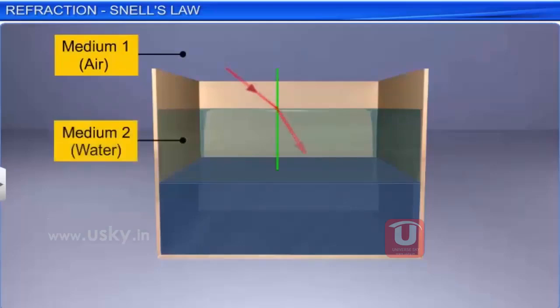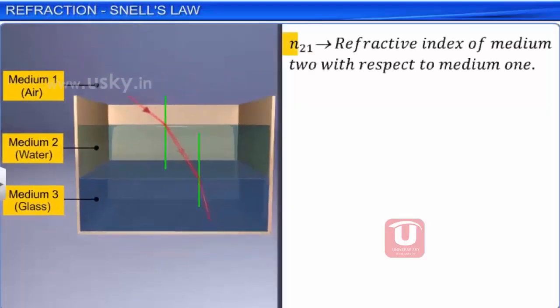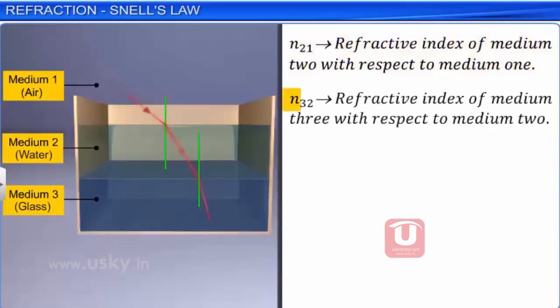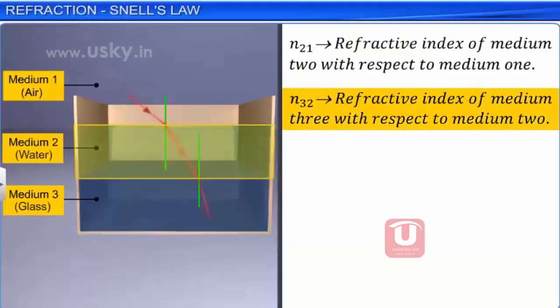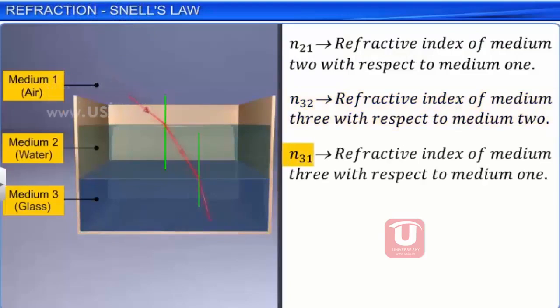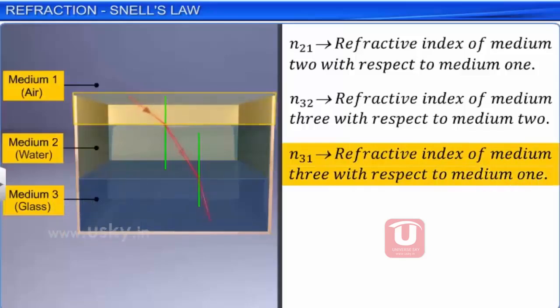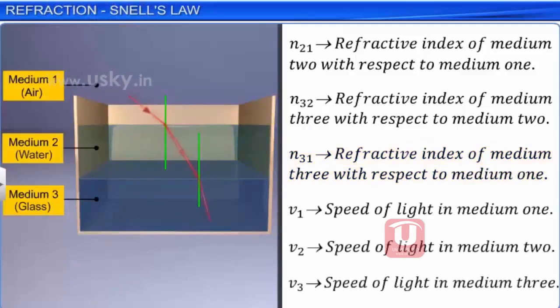If v1, v2 and v3 are the speeds of light in the three media respectively, then we have n21 is equal to v1 by v2, n32 is equal to v2 by v3, and n31 is equal to v1 by v3. v1 by v3 can also be written as v2 by v3 into v1 by v2. Therefore, n31 is equal to n32 into n21.